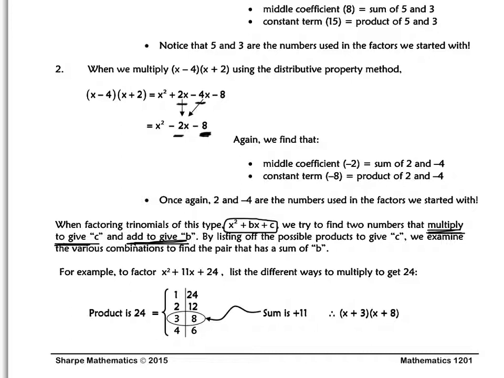Now this method will only work if it's a polynomial of this type, x squared plus bx plus c, meaning there's a coefficient of 1 in front of the x squared. We call that the leading coefficient when they're written in order of descending powers. So that coefficient of x squared there is 1. So if we can find two numbers that multiply to give us the value of the constant and add to give us the value of the coefficient of the middle term, the coefficient of x, then we can factor the trinomial.